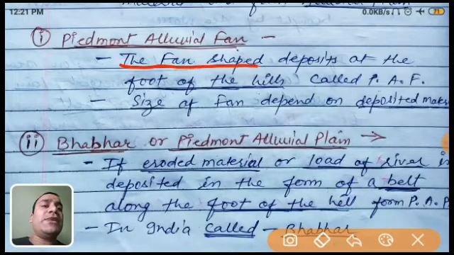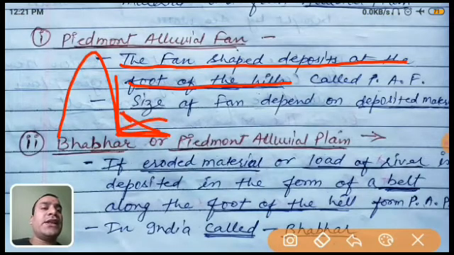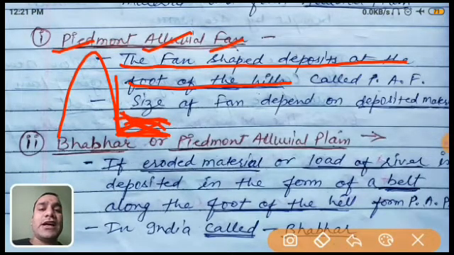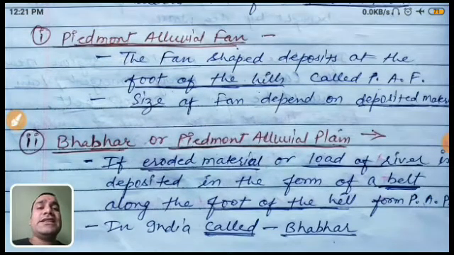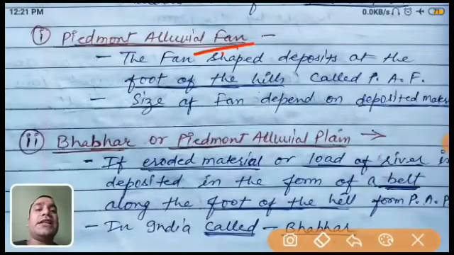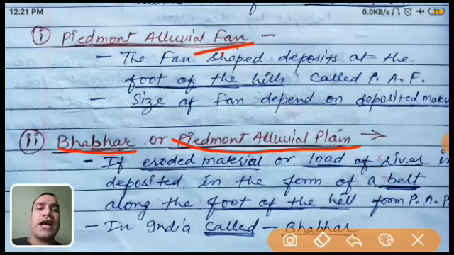The fan-shaped deposits at the foot of the hill. The foot of the hill, this is the hill, this is the foot part of the hill, is called a PAF. PAF means the Piedmont alluvial fan. The size of the fan depends on the deposit made. When the deposit is large or small, the fan size is accordingly large or small. Same like that, if the fan is in the broader part, it is called the Bhabar or the Piedmont alluvial plain. I hope you are clear.